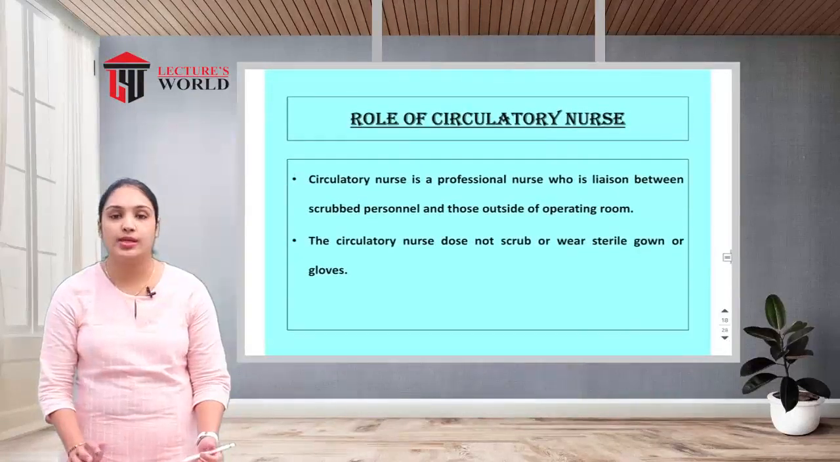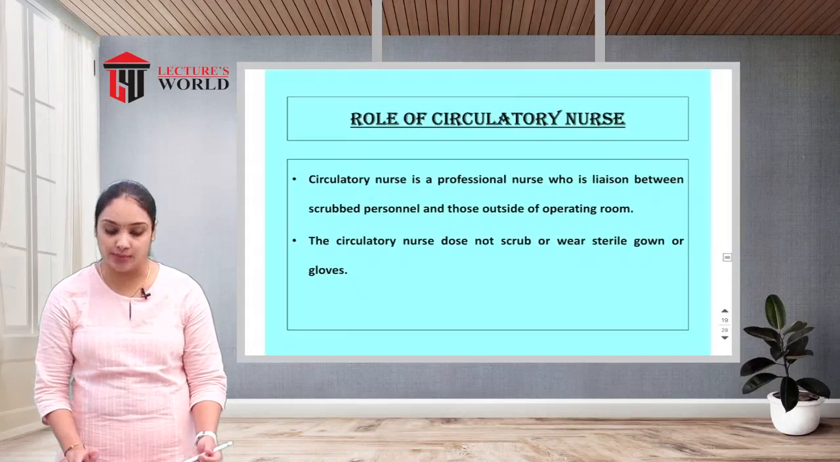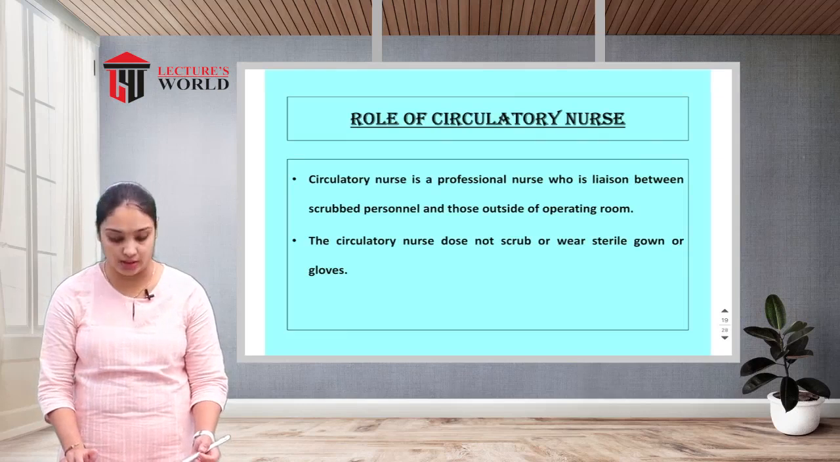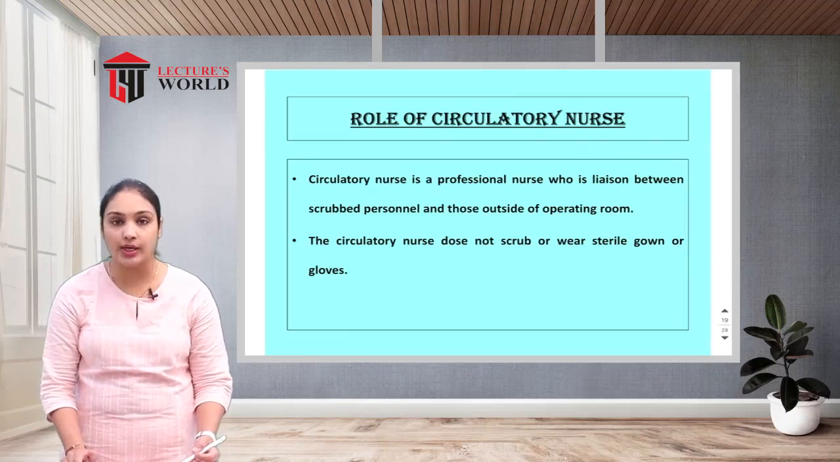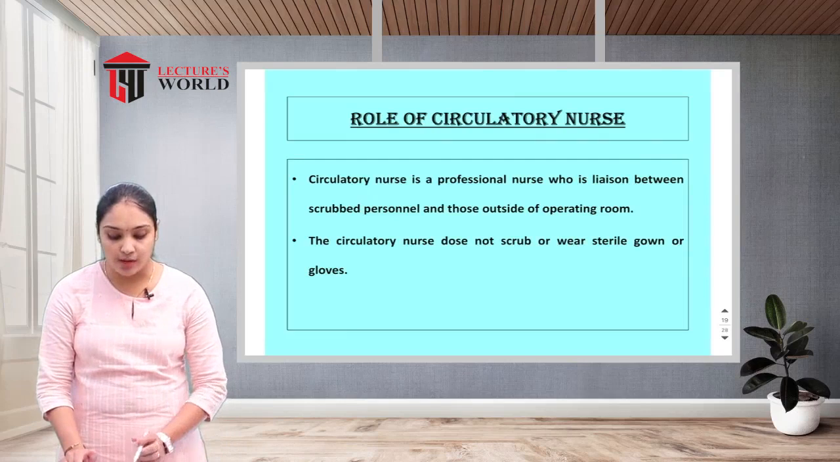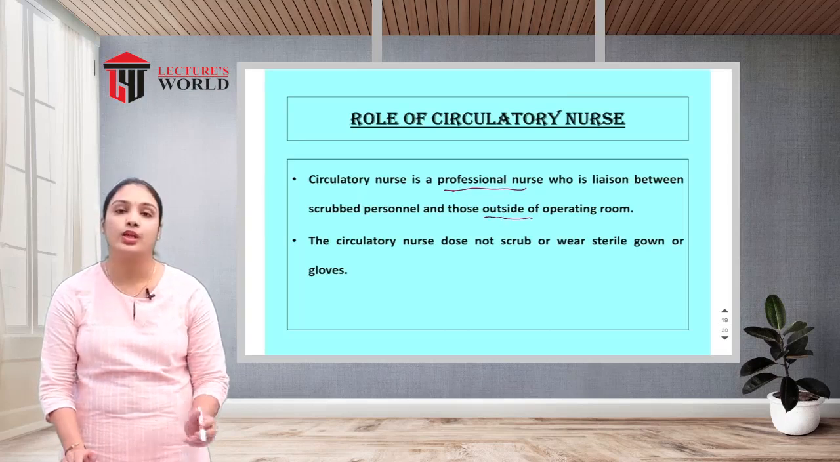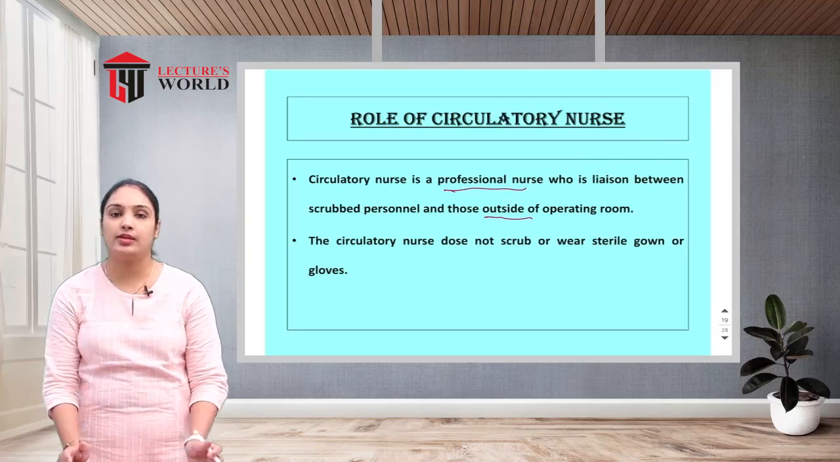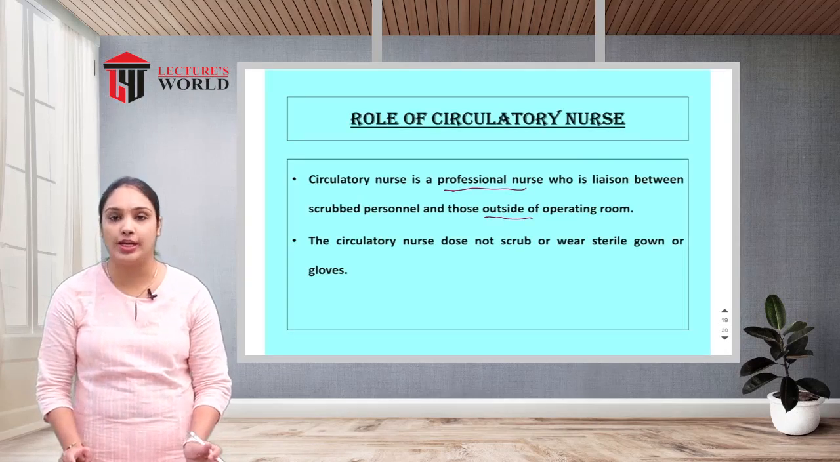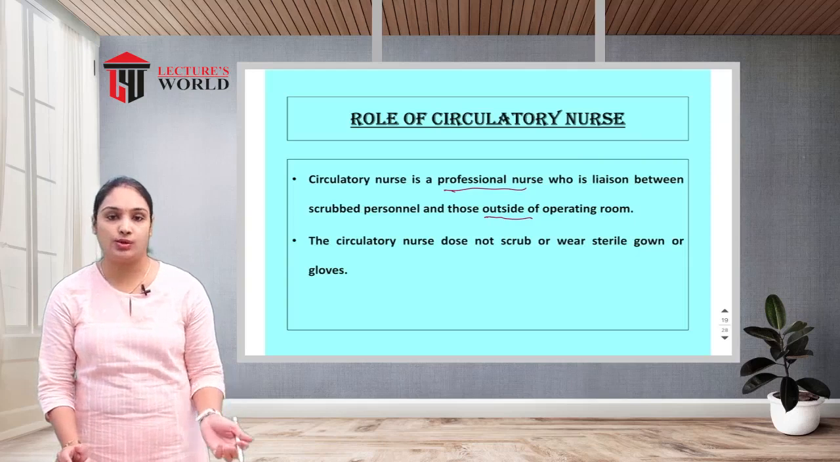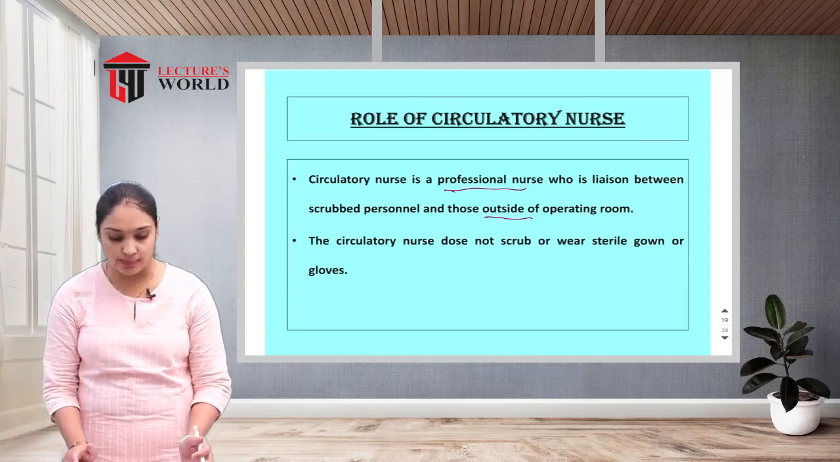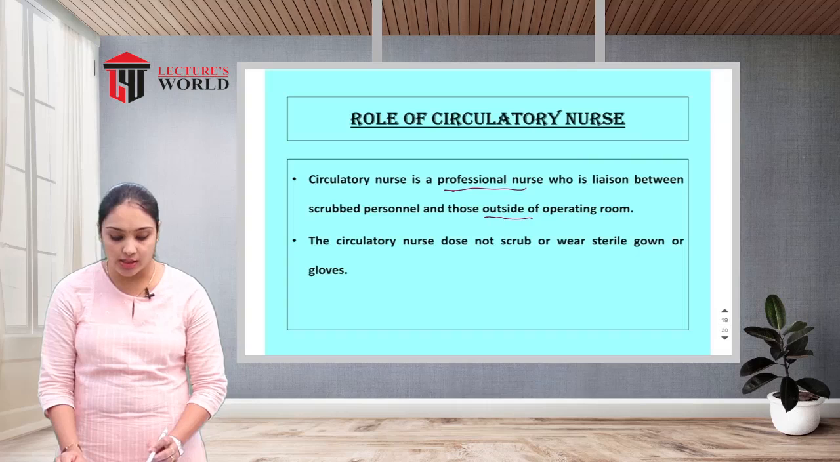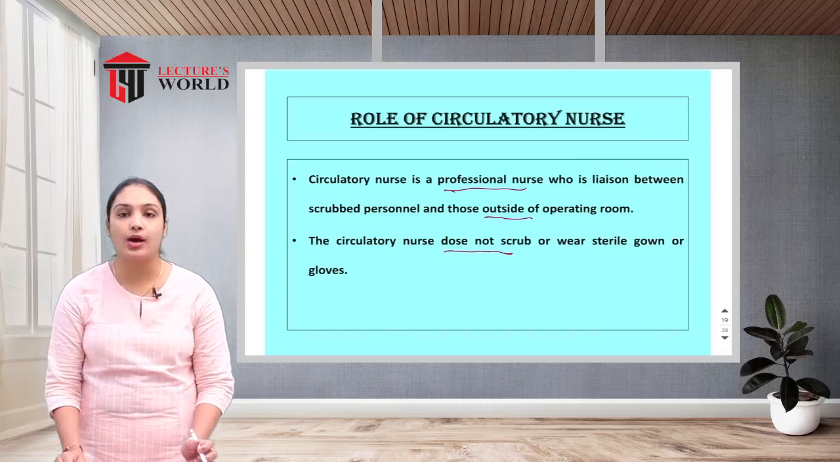Now we'll discuss the role of the circulatory nurse and scrub nurse. First, we are going to discuss the circulatory nurse. So what is the circulatory nurse? The circulatory nurse is a professional nurse who is a liaison between the scrub personnel and those outside of the operating room. So she will work as a connector, communicator between the restricted zone of the OT and the unrestricted zones of the OT.